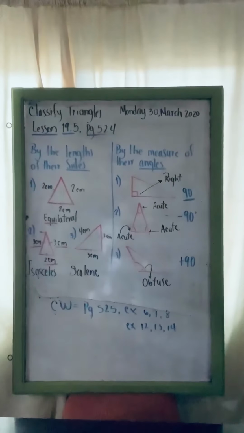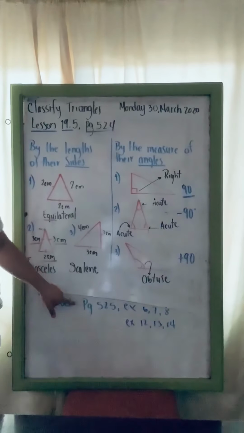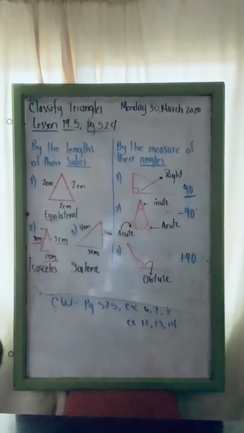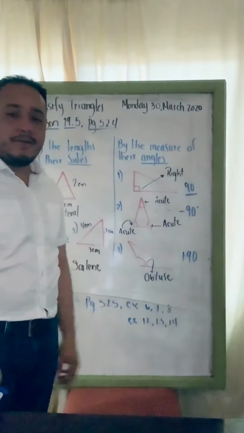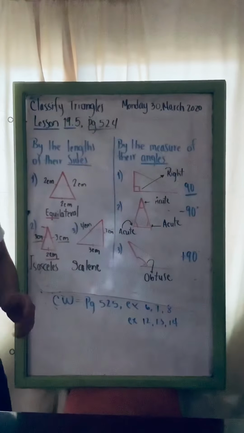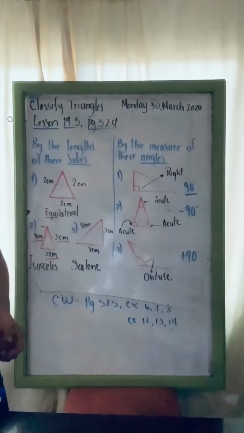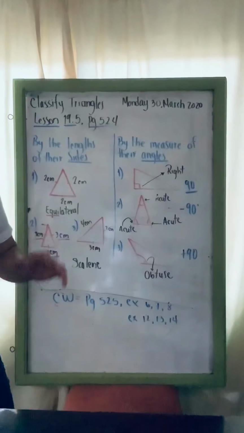Based on that, I need you please to go to page 525 and solve exercises number 6, 7, 8. And then you jump to exercises number 12, 13, and 14. That is 6 exercises.